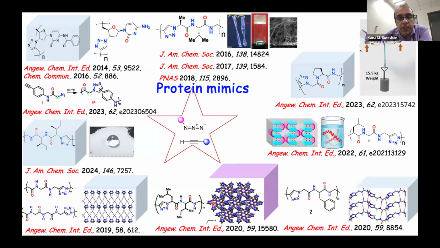Of course, different topologies you can make. This is a cross-laminated polymer. This is a twist-stack polymer. This is a helix. These are topologically different polymers.